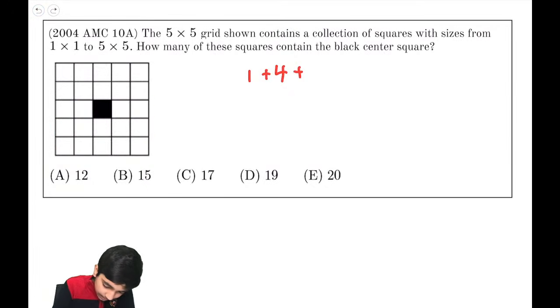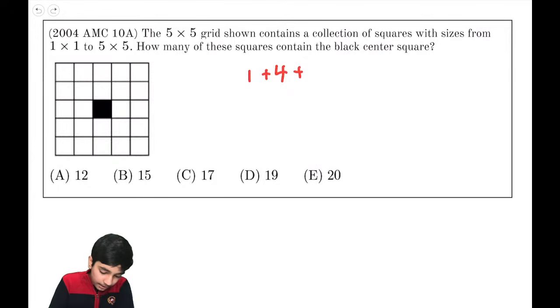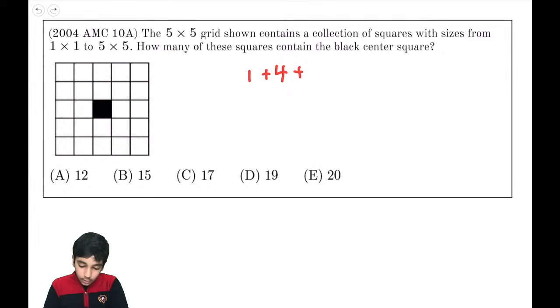So we can have squares like this, like this, or like this, so that's another possibility there. And then we can also have squares above it. So we can have, for example, this square, or this square, or this square. So we have a total of 9 squares.